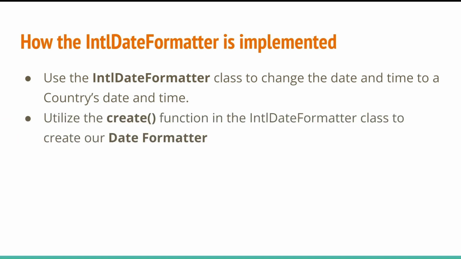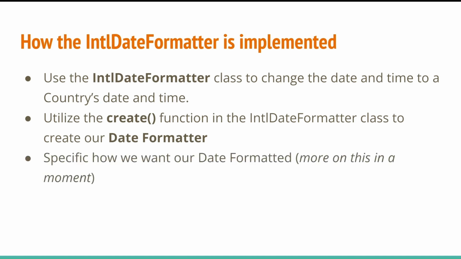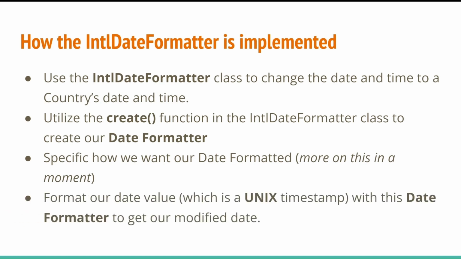We'll utilize the create function in this class, and this create function helps us create a date formatter template. This template allows us to insert multiple values in order to specify exactly how we want this new date and time to look like. We will then be actually formatting our date value that we pass in to this class along with the date formatter template that we produced earlier on with the create function, and then we will output the final code for the date based on the country's locale.